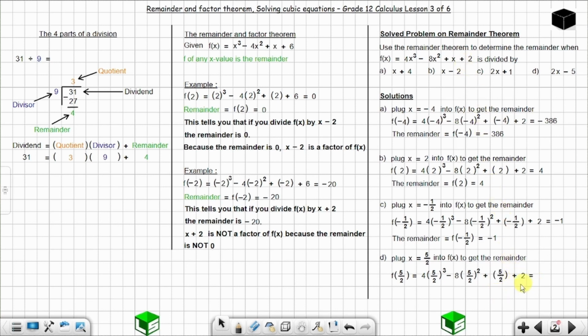This is equal to, when you plug this in your calculator, you are going to get 17. So the remainder is equal to f of 5 over 2, which is equal to 17. This means that if you take f of x and divide by 2x minus 5, you are going to have 17. So 17 is the remainder.